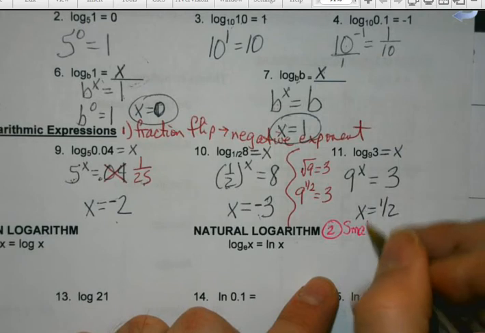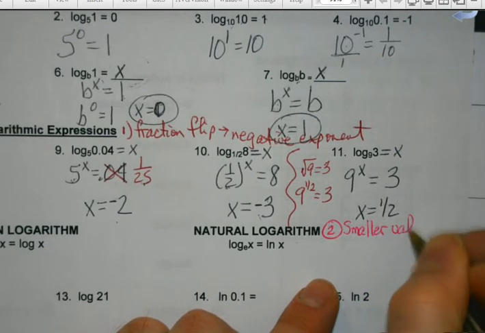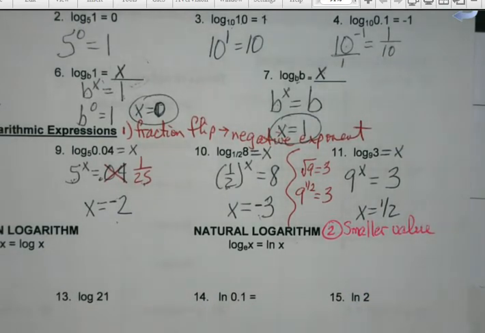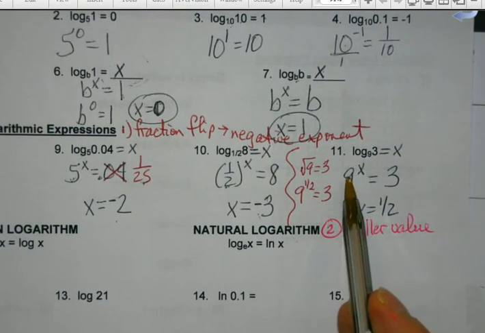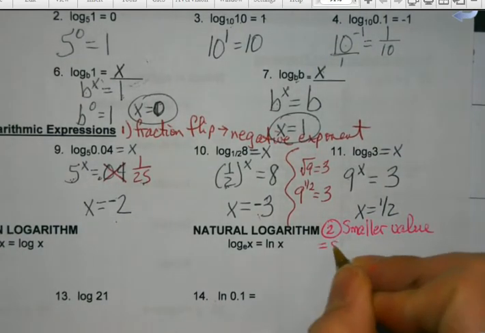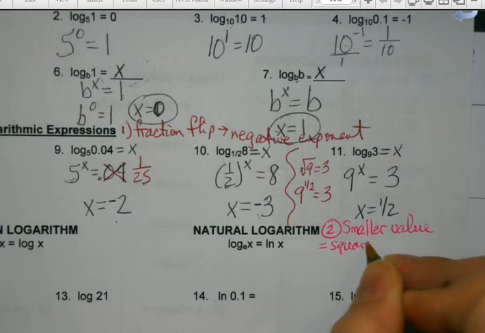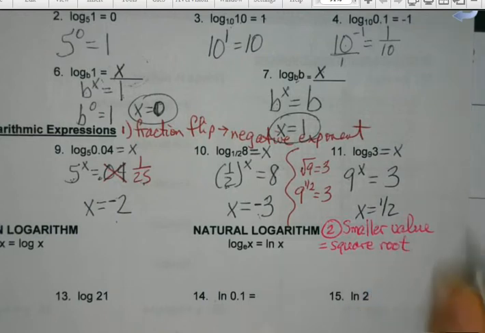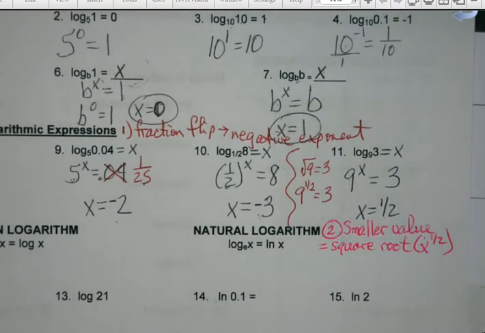Here, if I have a smaller value, now what I mean by that is my base 9 is bigger than the answer 3, or like if I had 16 and 4, or 8 and 2, or something like that, okay? That means I'm more than likely going to be taking a square root of something. So I'd have something to the 1/2 power. Usually we don't get into cubes and stuff like that here. That gets a little over the top.